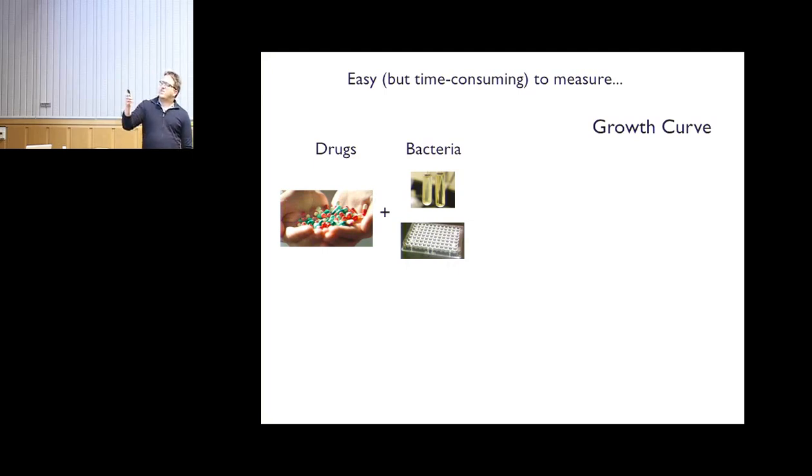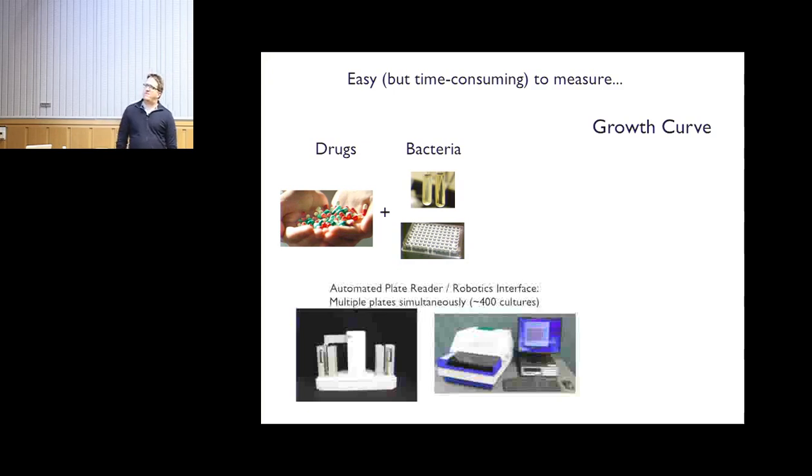So basically the idea is you take drugs, something like antibiotics, you add them to liquid cultures, right? So this is an example in a test tube. In practice, we do them in 96 well plates just so we can get higher throughput. We had a commercial plate reader and a robotics interface, and then we could customize programs. So we wrote in various different languages. So basically, we could do maybe 400 cultures at a time.